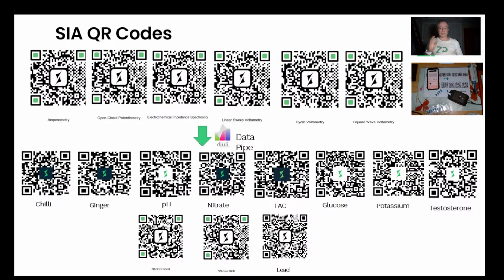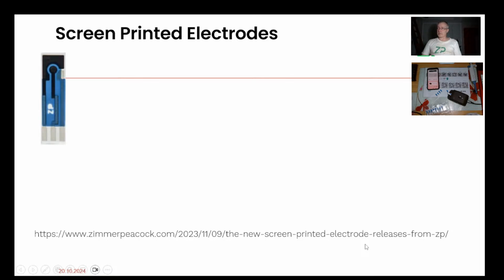Interestingly, because of this QR code system, we have quite a lot of flexibility with this system. When I said we've got NADCC in 2 modalities, it's because we're doing it with and without calibration. We're going to let the end user try out 2 QR codes and come back to us and give us some feedback as well. And then lead in water should be an exciting one, I think.